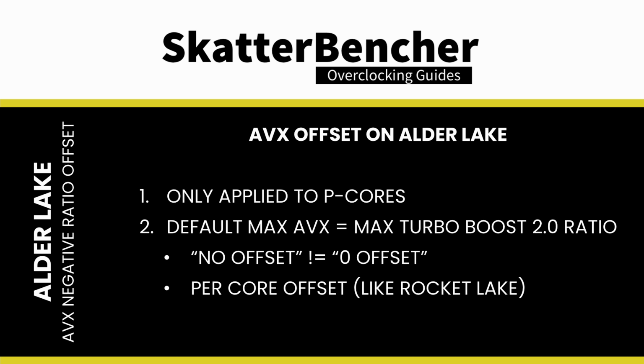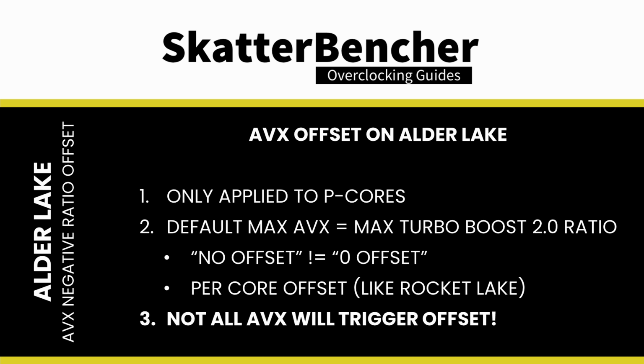Just like on Rocket Lake, the AVX negative offset is referenced against each individual core. Prior to Rocket Lake, the AVX offset would be referenced against the all-core maximum ratio. As the AVX offset will be applied to each core separately, you'll have to be a little bit careful when your overclock has different ratios for different cores. Third, Intel has made some changes to how it flags an AVX workload. The effect is that some light AVX workloads will no longer trigger the AVX offset.